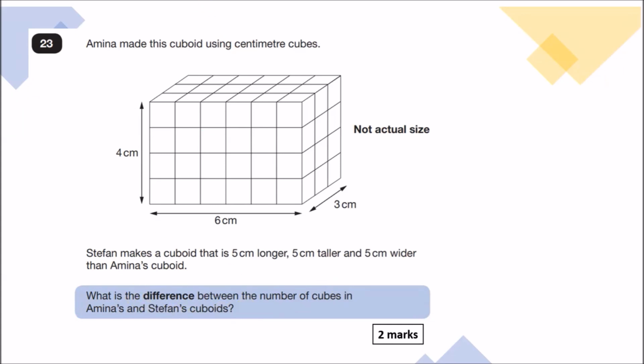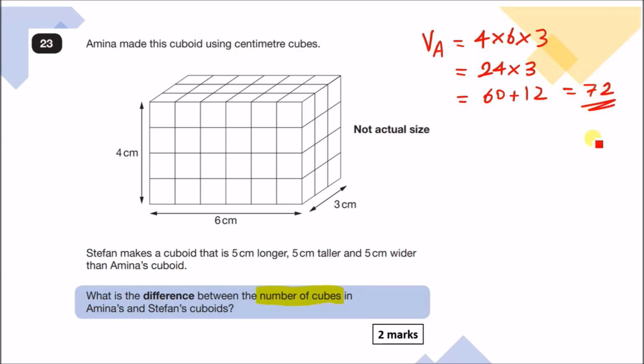Okay, so to work out the number of cubes, they're literally trying to say calculate the volume and then subtract them for both of them. So let's look at the volume for Amina's cuboid. We're going to call volume of Amina VA. This is basically 4 times 6 times 3. Working that out, that's not too bad. I always do the 2 biggest numbers first. So 4 times 6 is 24. And then times that by 3, you can do this fast. 2 times 3 is 6, which is 60. Plus 4 times 3, which is 12. Add them up, you get 72. So that's the size of Amina's cuboid.